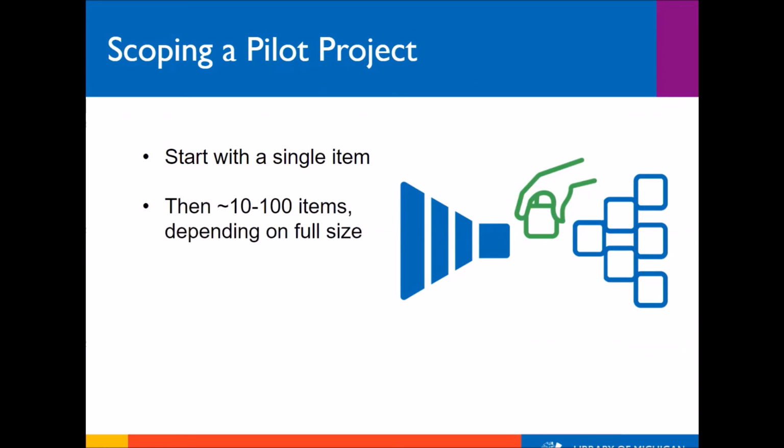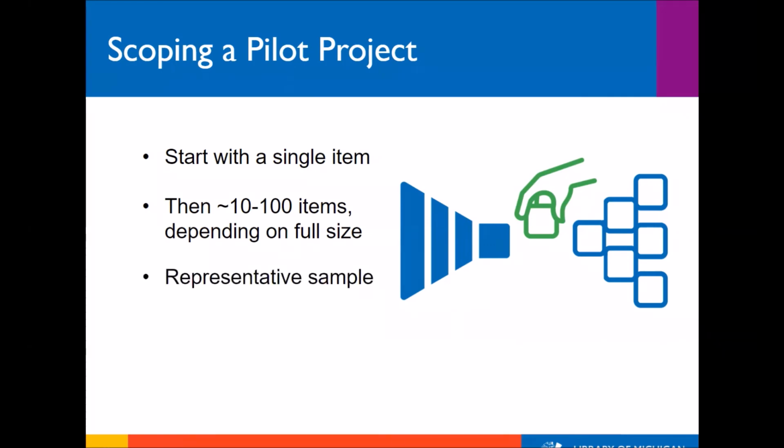The size of your pilot will depend on the size of your overall project. And there's no strict rule, but 10 to 20 items is appropriate for many medium-sized projects. If you're planning a large project of hundreds or thousands of items, you can incrementally increase your pilots to make sure that processes and workflows scale with you. Start with 10, then 100, and so on as needed.